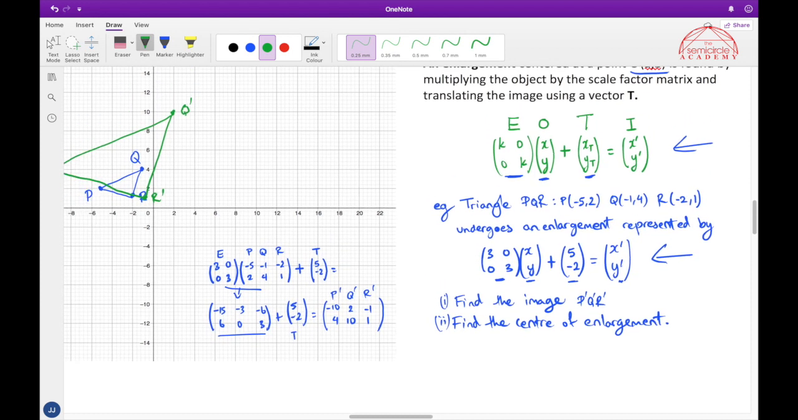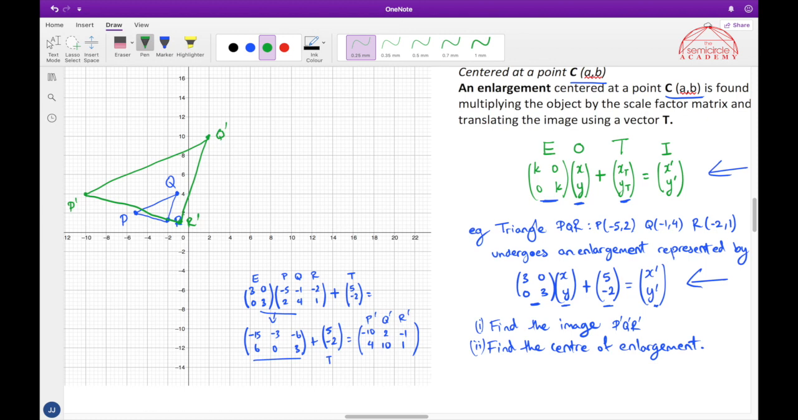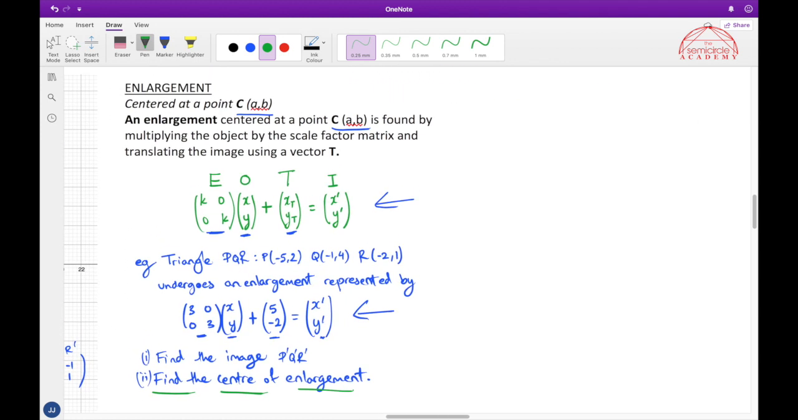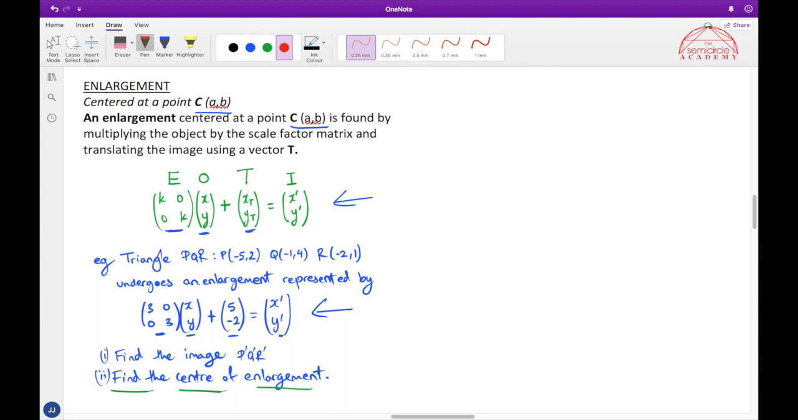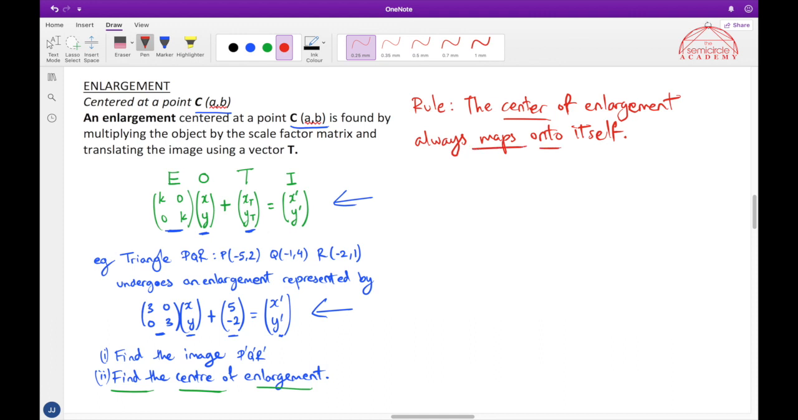So what we have to do is find, well, what is the center of enlargement? And the next question asked us to find the center of enlargement. So what is the center of enlargement if, in this case, the center of enlargement is not 0? Then what will it be? So let's see if we could find what the center of enlargement is. And in order to find the center of enlargement, we just need to remember one rule. And the rule is that the center of enlargement always maps onto itself. The center of enlargement always maps onto itself.